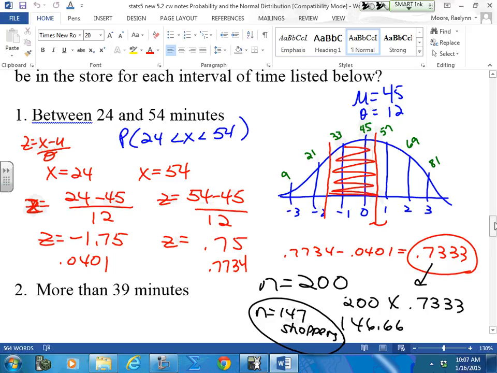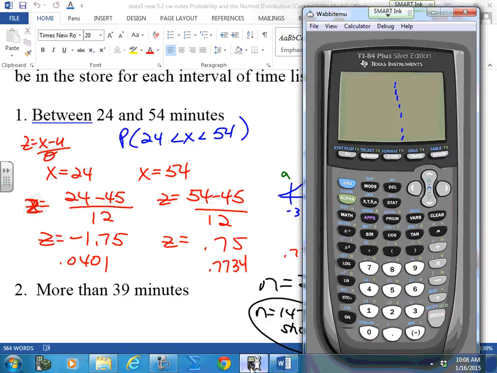We found your mean, we found your standard deviation, we laid them out on the curve, we made a probability statement, we found the z-scores related to those x values, and then in between, we found the areas and subtracted your areas.